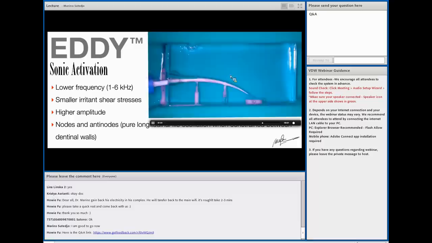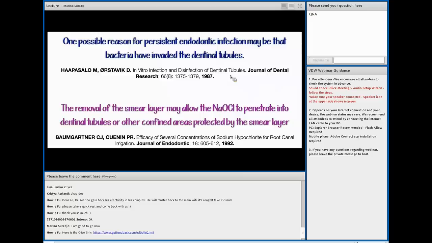But with sonic, you cannot feel the wall of your root canal. With ultrasonic, you can feel that you are touching the wall of your root canal. That's also a difference. Once again, it is up to the preference of the operator. Some may like ultrasonic, some may like sonic, but in my opinion, it's better if you have both systems in your practice, because we know for sure we cannot rely on only one activation. Sometimes we need to rely on both.